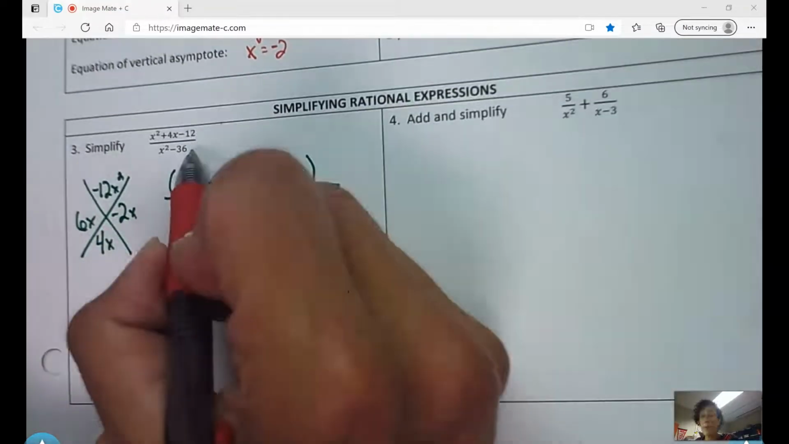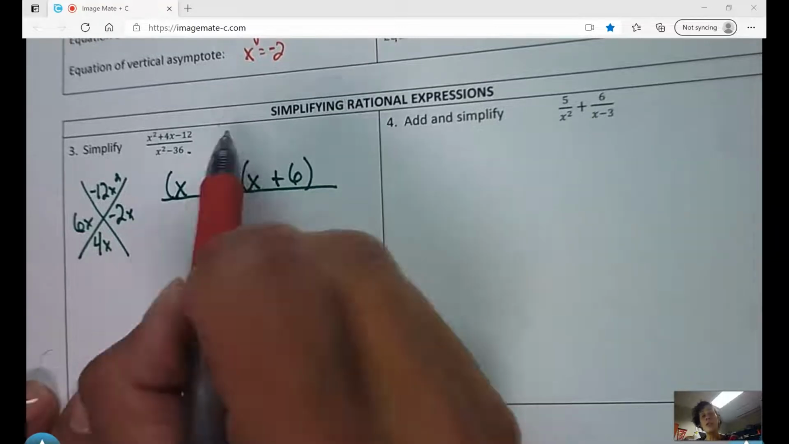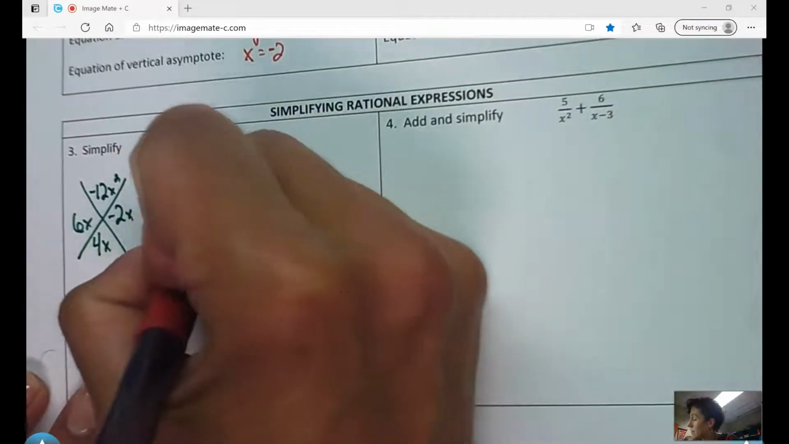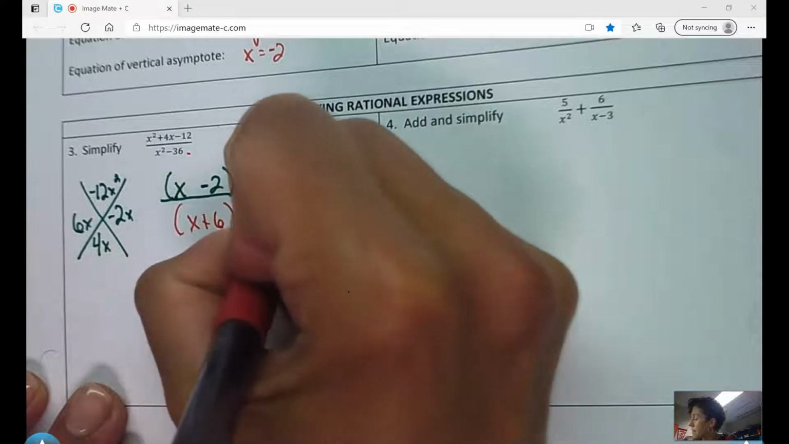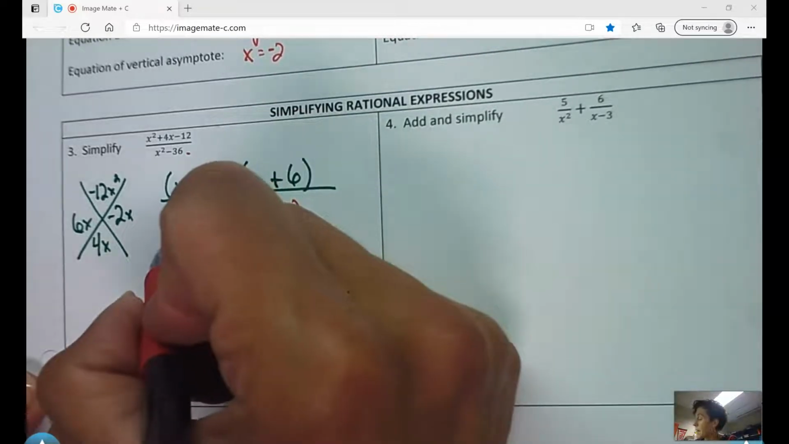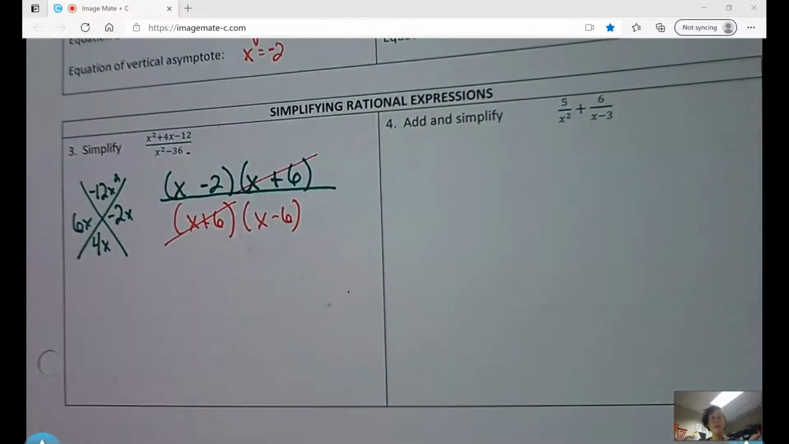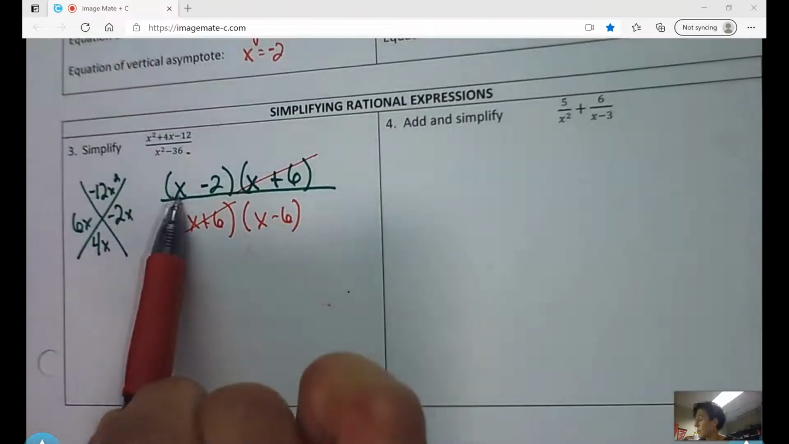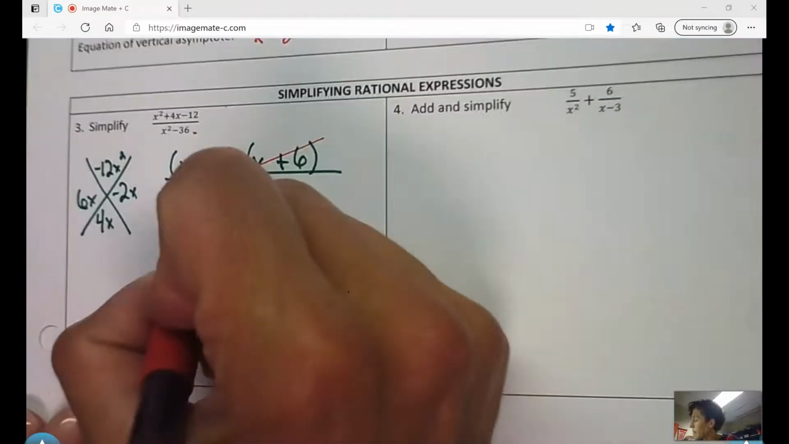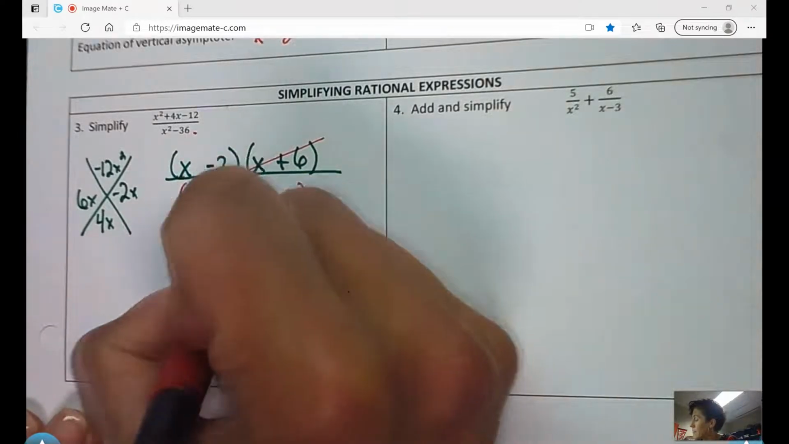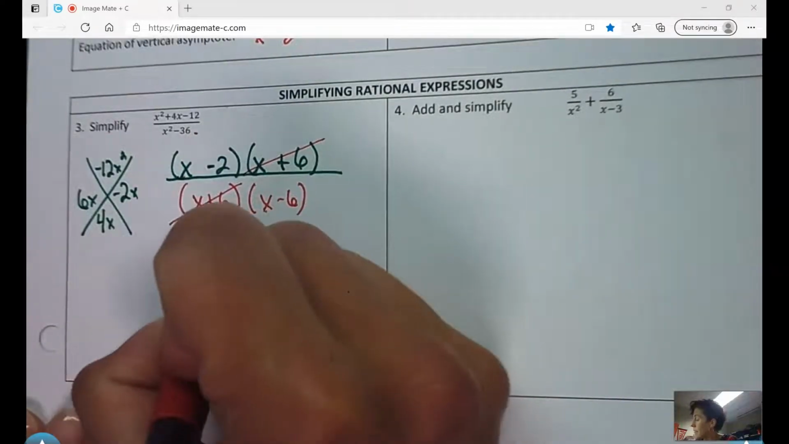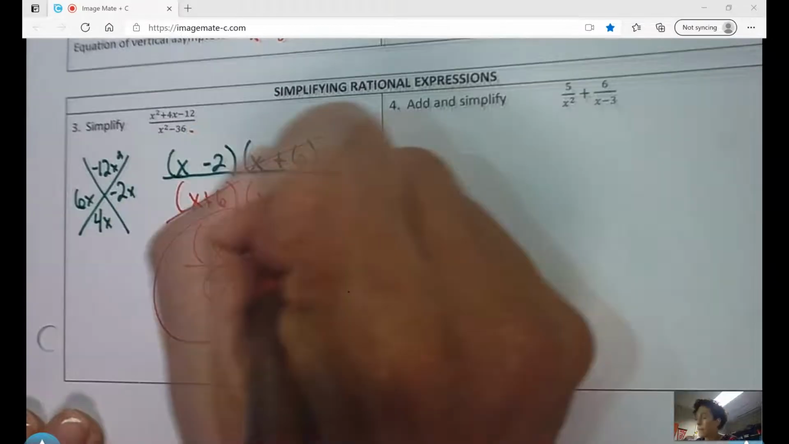As far as my denominator goes, there is not a GCF, but this is a difference of squares. And then I can cancel out my common factors. All the parentheses go or none of them. So don't take out a term. Don't take out x and x. That does not work. So when I'm done, I'm left with x minus 2 over x minus 6.